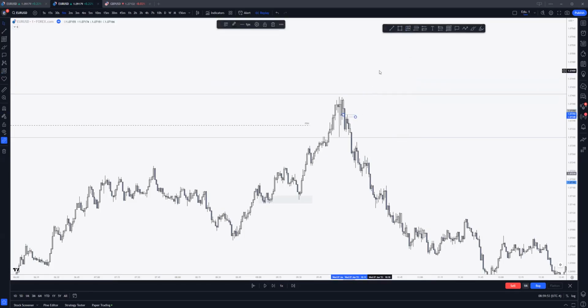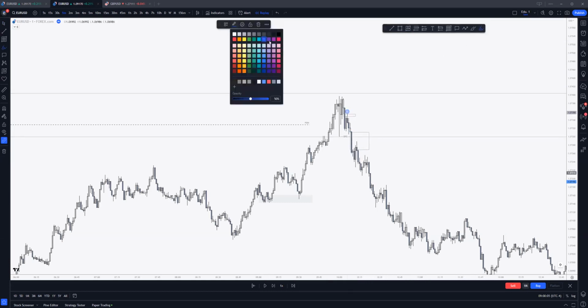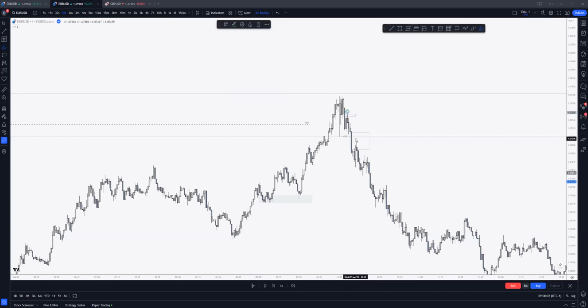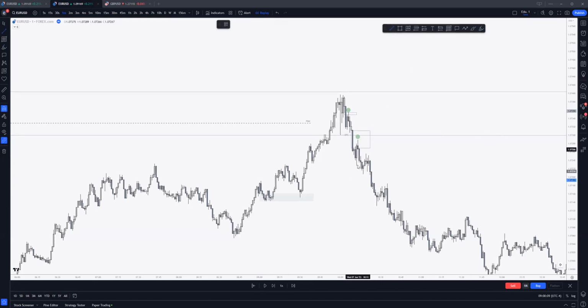So you have reaction 1. Then here you have OFS. And then over here, we have this. We've reacted. So we've got 1. Make this green. We have 1, 2. Broke sub. And what do we know about draws on liquidity, guys? They magnetize. And what happens with type 1s and type 2s? Type 2 holds.